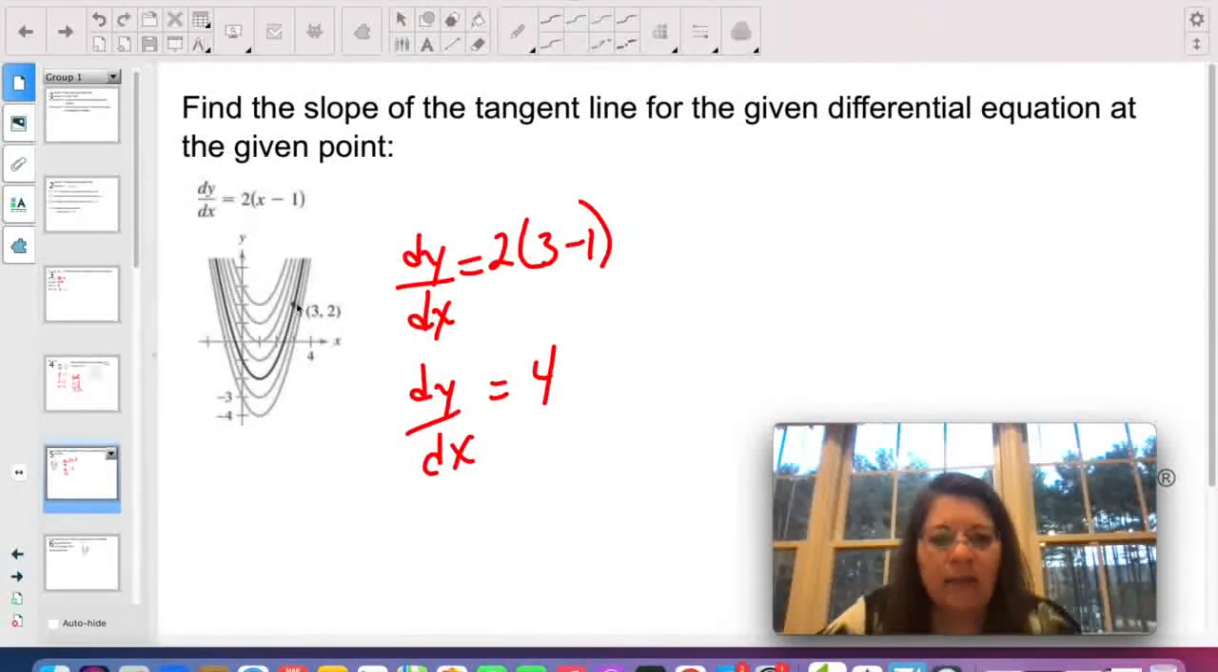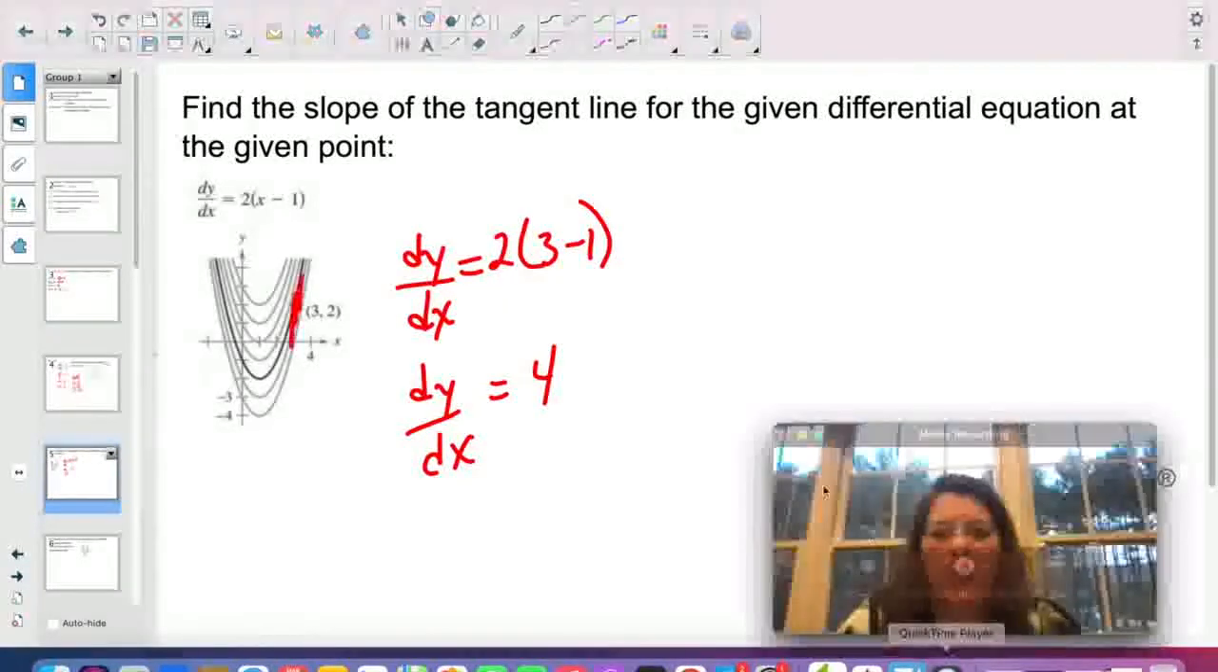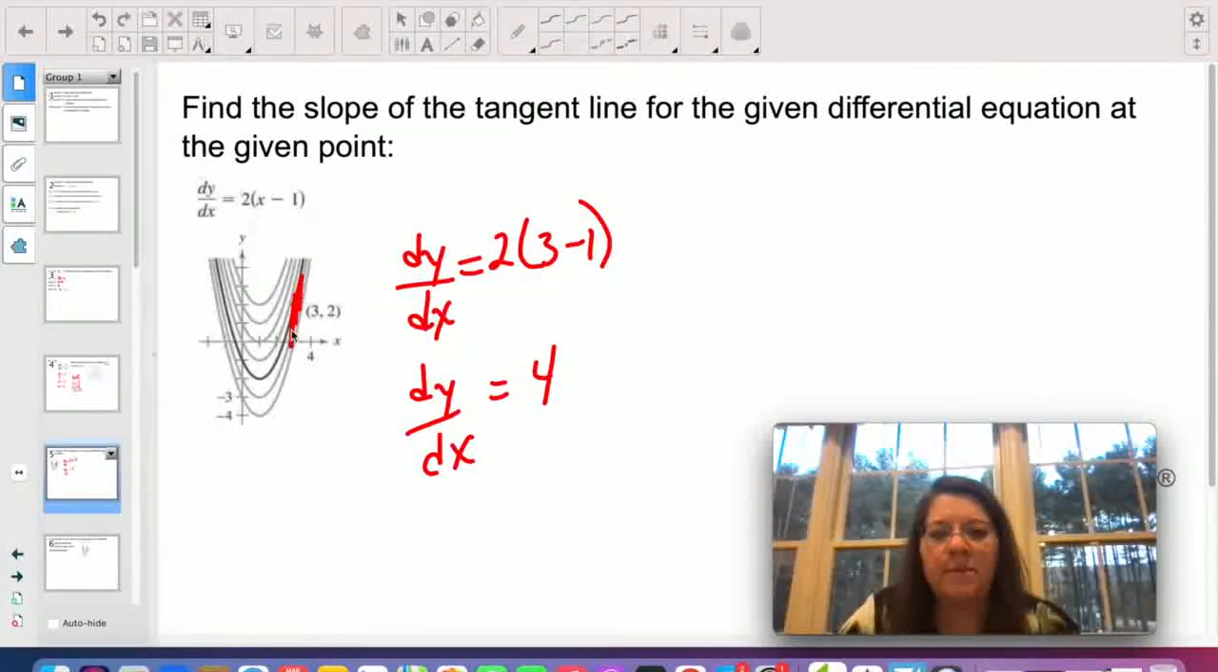And if you look at this line here, we can tell that that's going to be a very steep slope here, so it very likely would be 4. We can see that the slope of the tangent line at that particular ordered pair would be very steep, and we know, based on the differential equation, that that slope is 4.